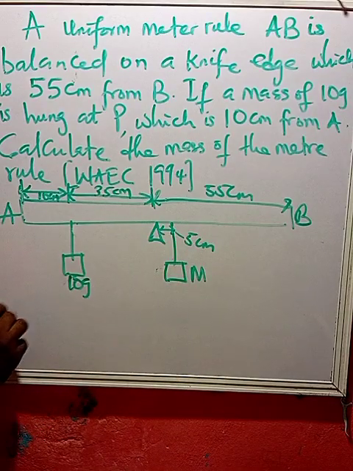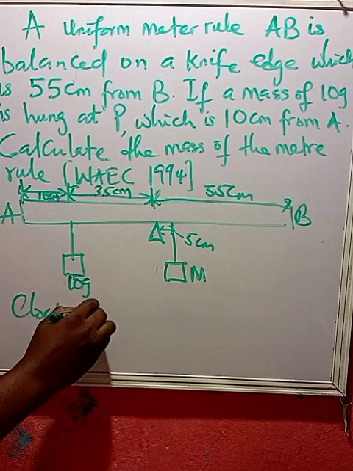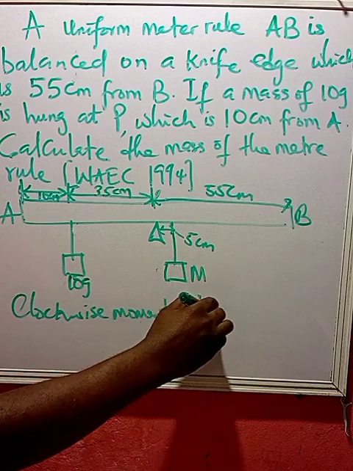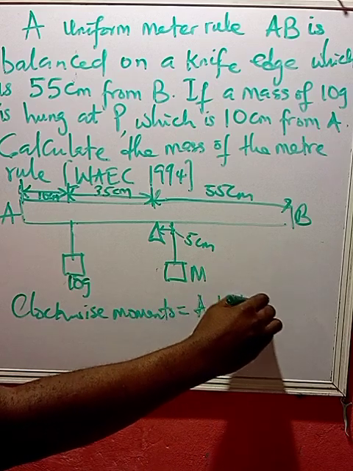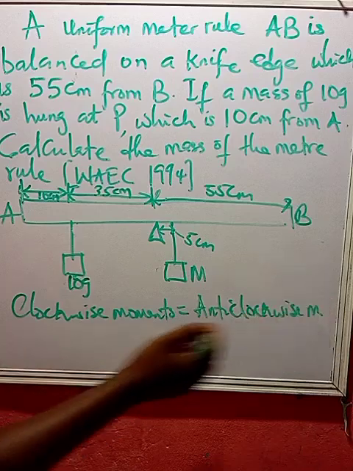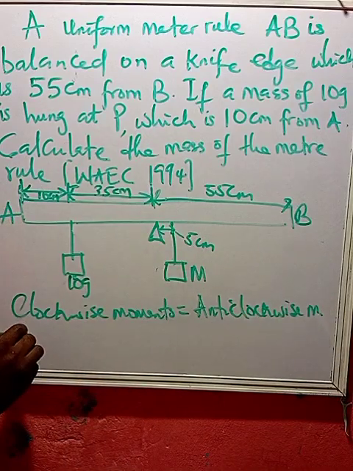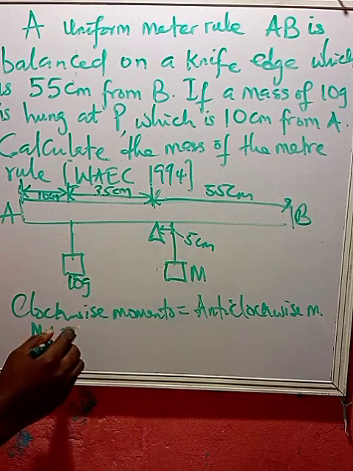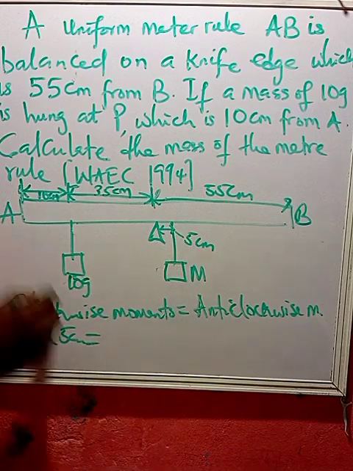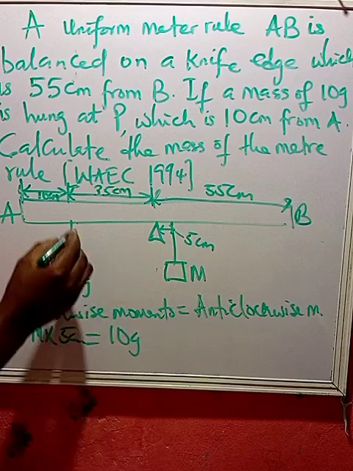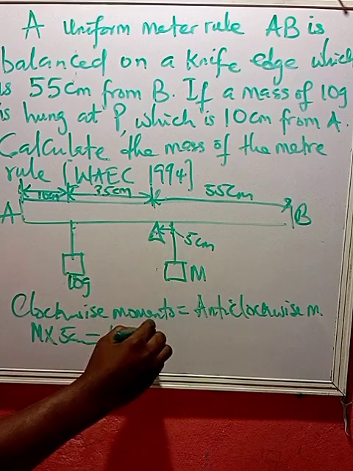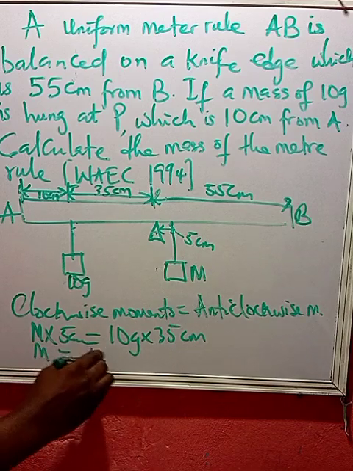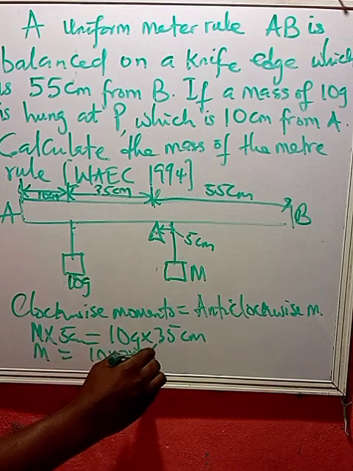So we have clockwise moment equal to anti-clockwise moment. It means M, which is the mass, times the distance to the pivot, which is 5 cm, is equal to 10 grams times the distance to this place, which is 35 cm. It follows that M is equal to 10 times 35 divided by what? 5.